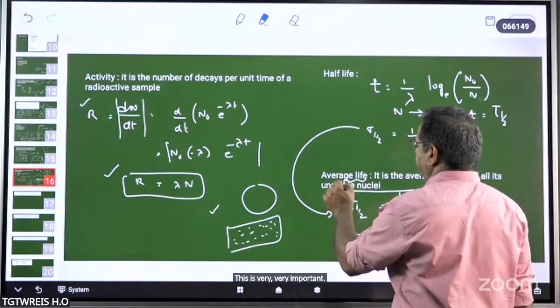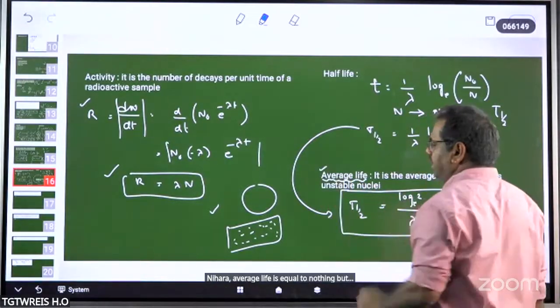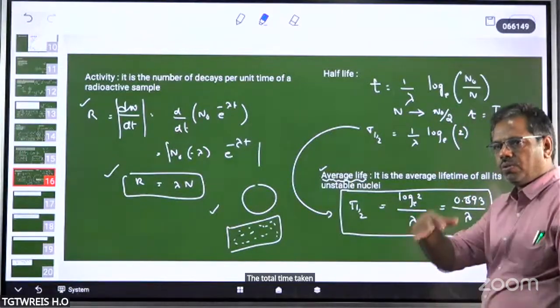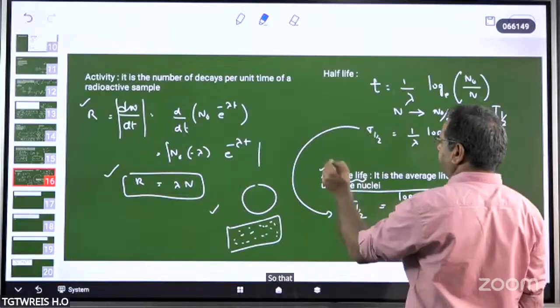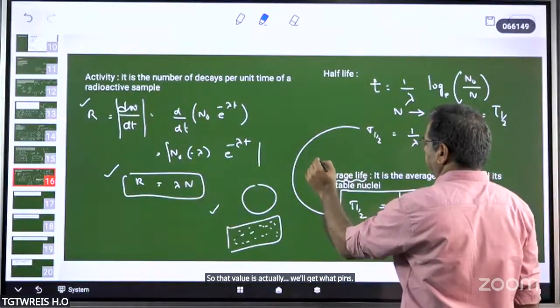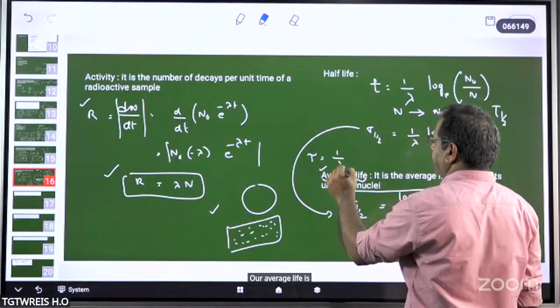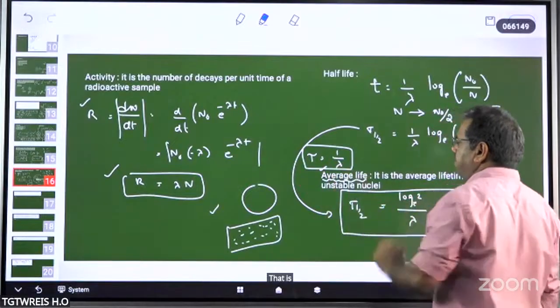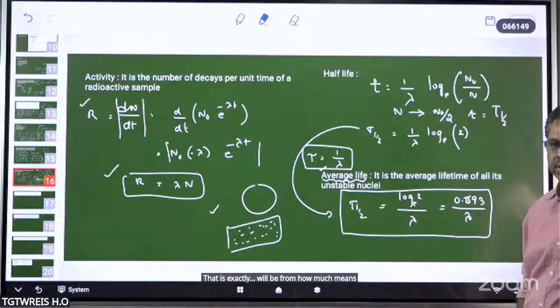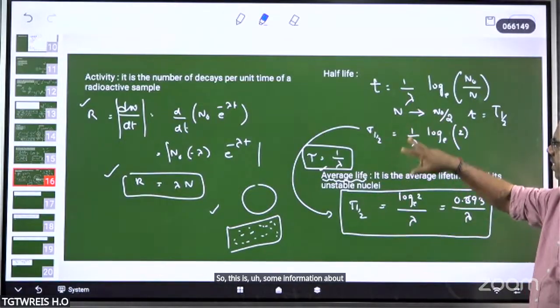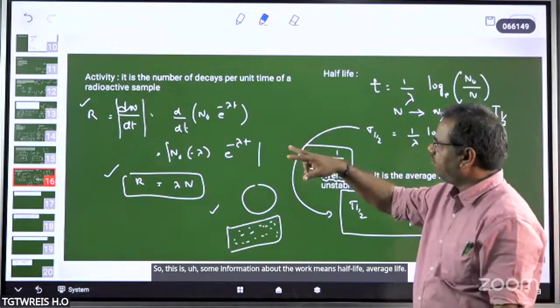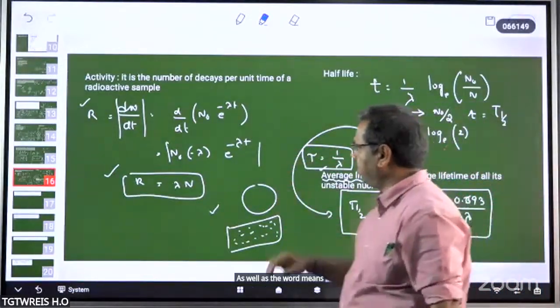Here, average life is nothing but the total time taken to disintegrate the total given sample completely. If we derive that, average life will become exactly 1 by lambda itself. So this is some information about the half-life, average life, as well as the activity of the given specimen.